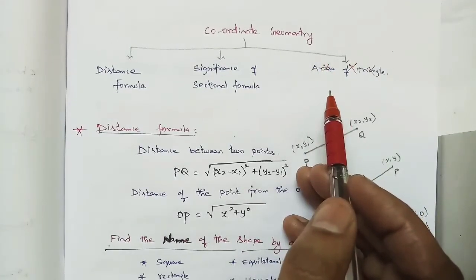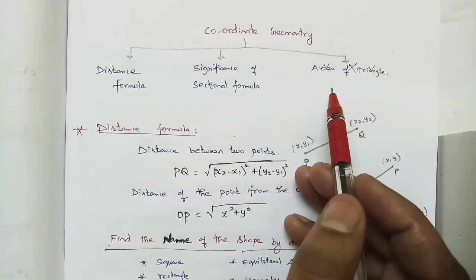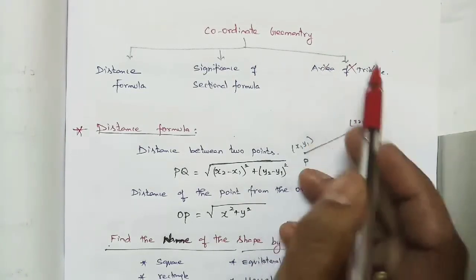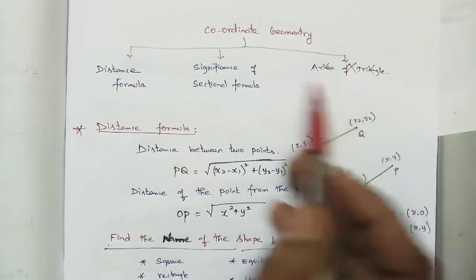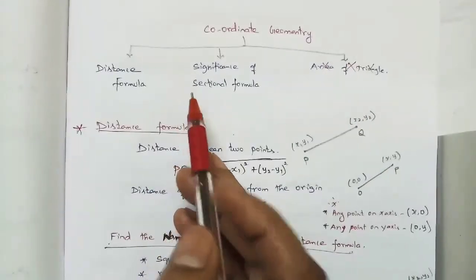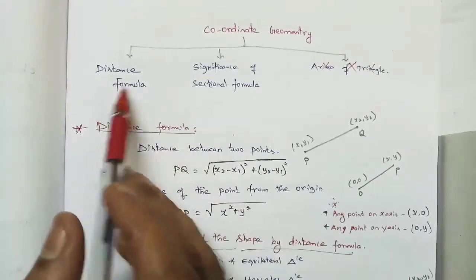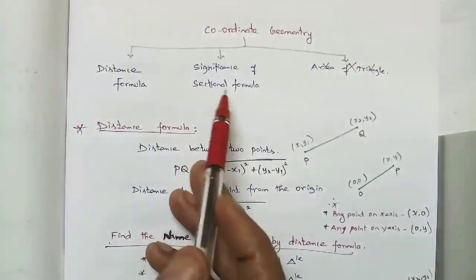But for this year alone, that particular concept has been deleted, right? So you don't need to prepare the last concept. Just prepare these two concepts alone, and this is a very, very easy chapter. Okay, distance formula and significance of sectional formula.